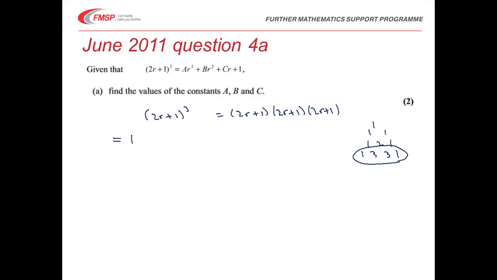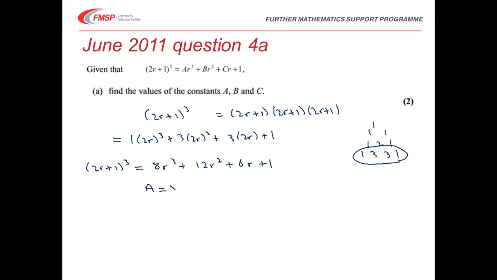That's the line of Pascal's triangle I'm going to use. So it's going to be 1 lot of (2r) cubed, 3 lots of (2r) squared, another 3 times 2r, plus the 1 at the end. So (2r + 1) cubed is the same as 8r cubed plus 12r squared plus 6r plus 1. In other words, a equals 8, constant b is 12, constant c is 6.